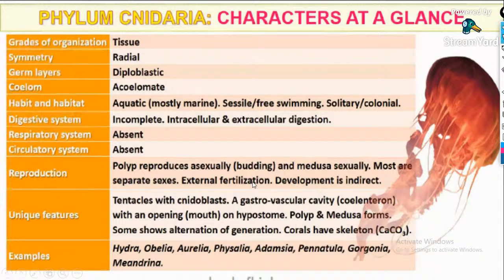Unique features: tentacles with cnidoblasts, a gastrovascular cavity with an opening mouth on the hypostome, polyp and medusa forms, that is they show alternation of generation known as metagenesis. Corals have a skeleton of CaCO3, that is calcium carbonate. Examples: Hydra, Obelia, Aurelia, Physalia, Adamsia, Pennatula, Gorgonia and Meandrina. Okay, only cnidaria is there.